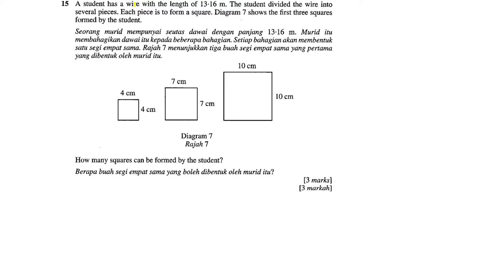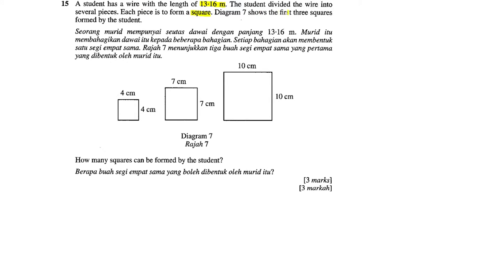I will show you some real life situation questions. So firstly, I want you to look at the SPM 2018. A student has a wire with a length of 13.16 meter. The student divided the wire into several pieces. Each piece is to form a square.